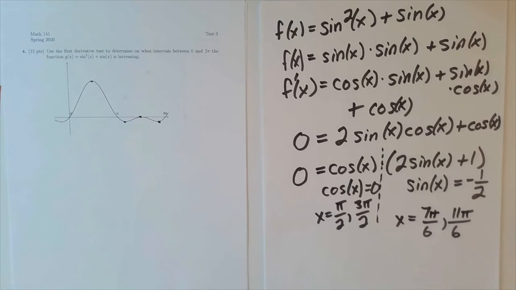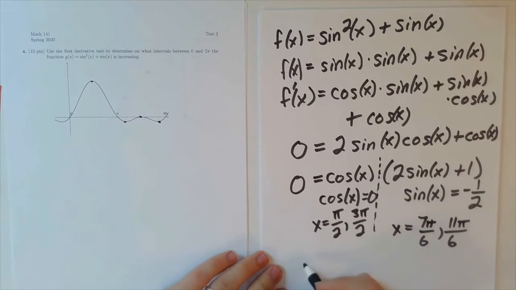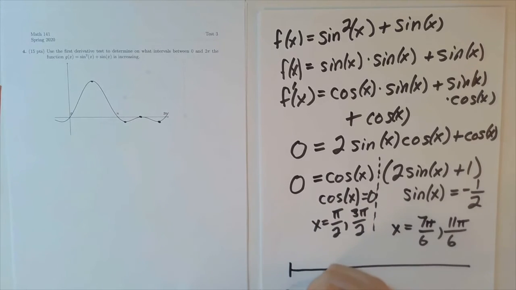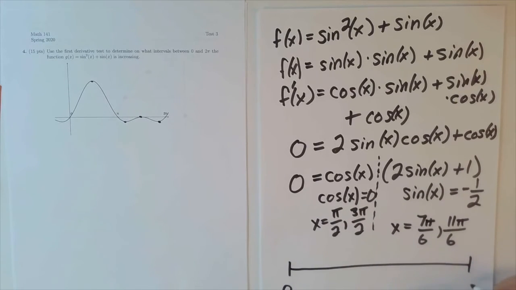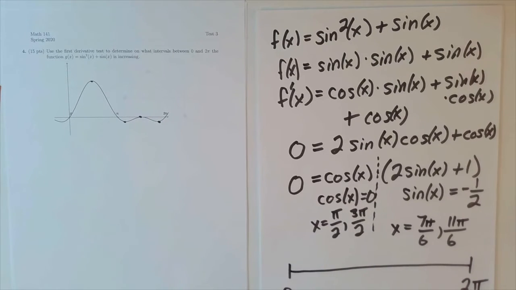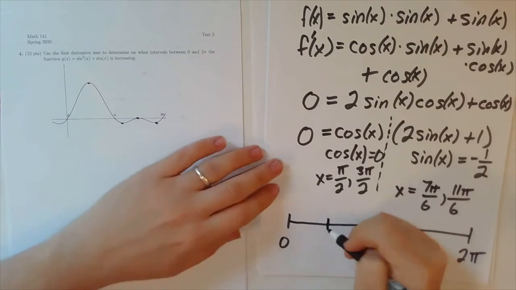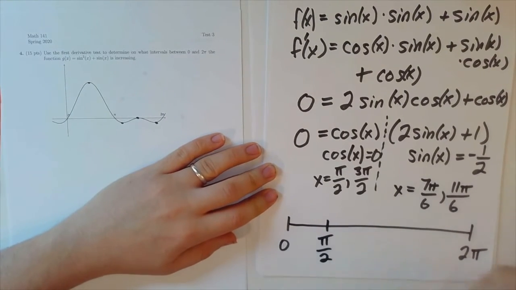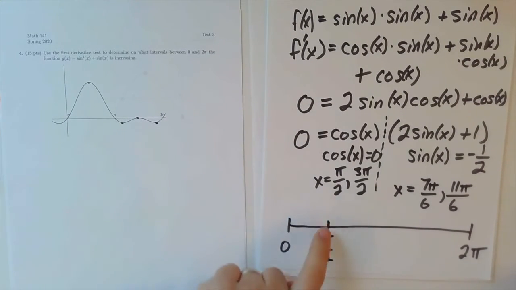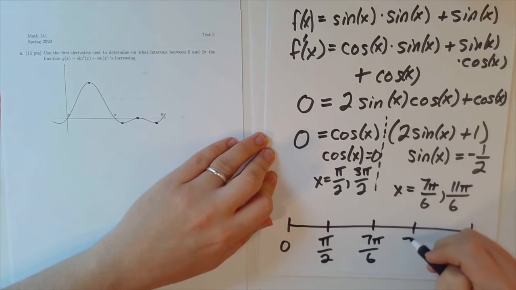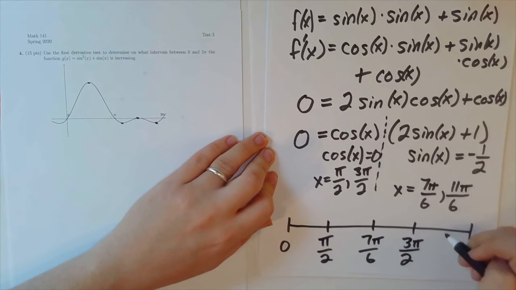Okay, so here is where we have to make our number line. And so I have to put these numbers in order. So at the one end of the number line, I've got 0. At the other end, I've got 2 pi. And here it might help to have the unit circle to put these numbers in order and make sure you get them in the correct order. So pi over 2 is here. Then 7 pi over 6. Then 3 pi over 2. Then 11 pi over 6.